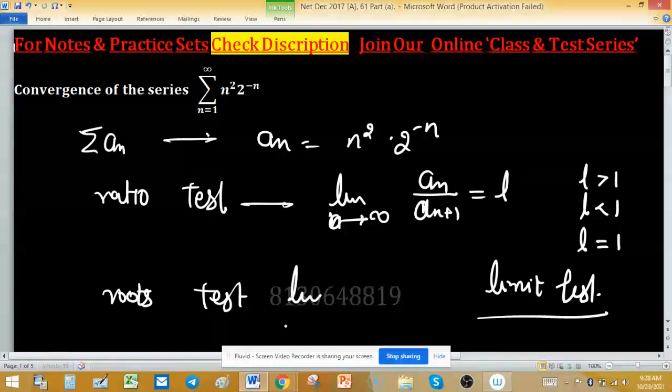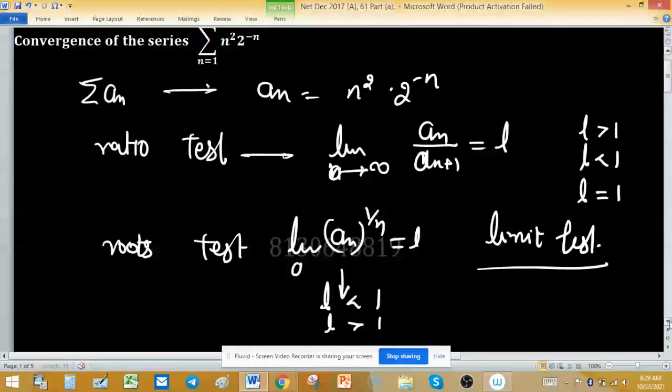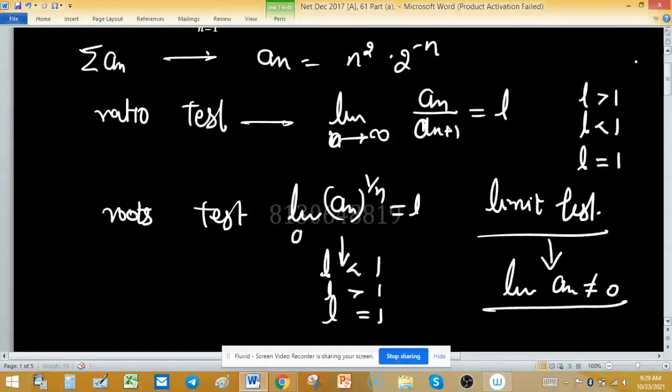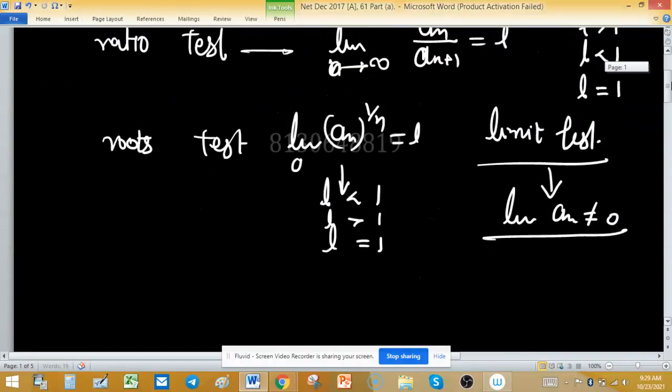In the root test, the limit of an raised to the power 1 upon n is equal to L. If this limit is equal to L, then the series will converge when L is less than 1, the series will diverge when L is greater than 1, and the test fails at L equal to 1. And what the limit test says is, if the limit of an is not equal to 0, then I can say the series is divergent. These three tests are applicable for positive term series.